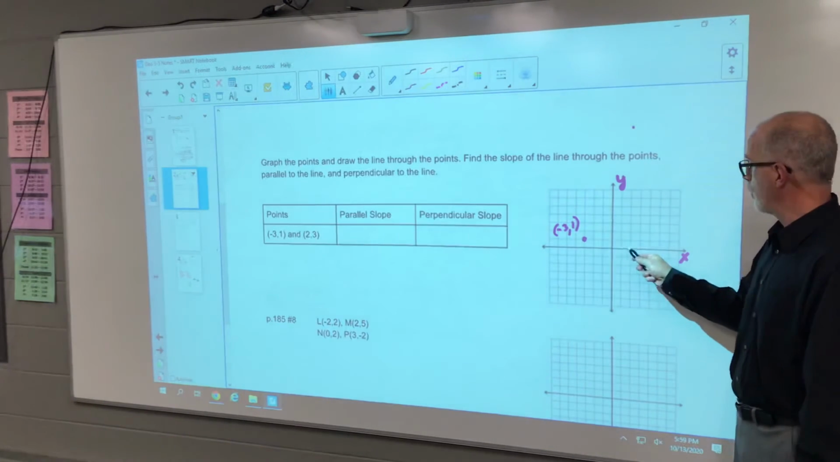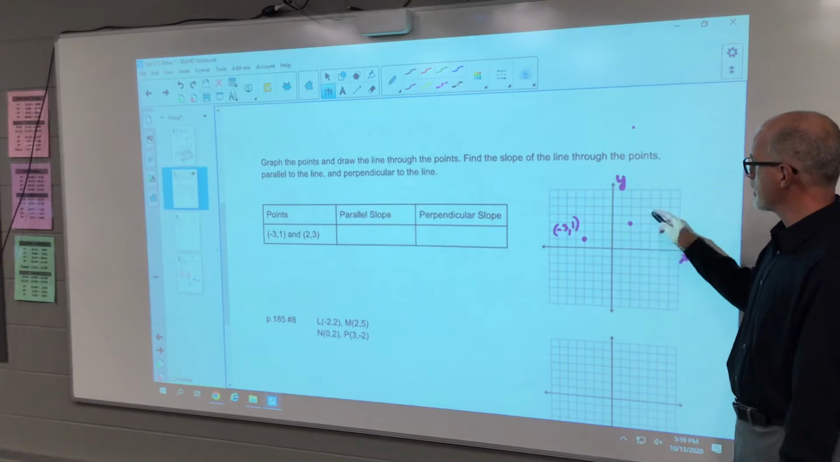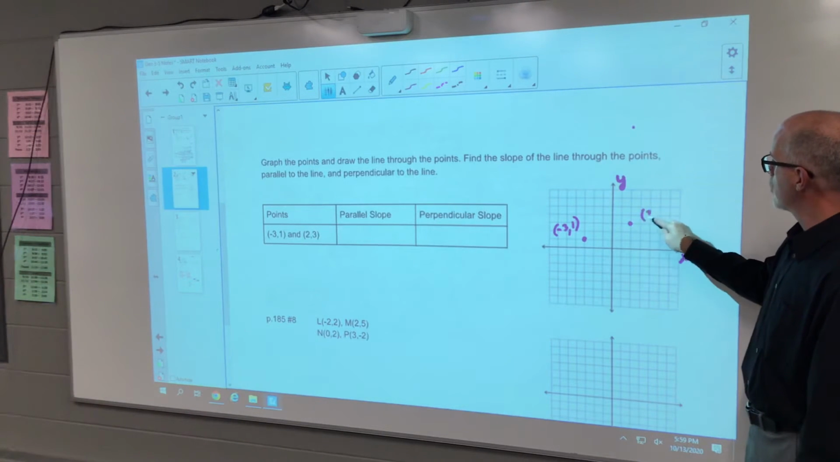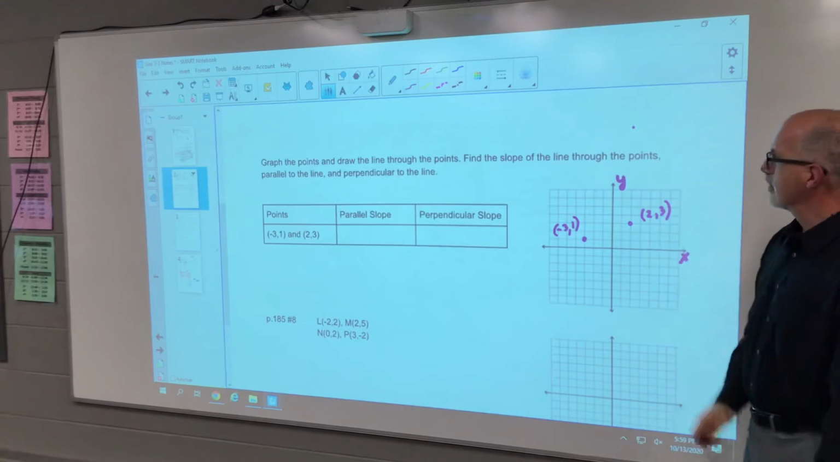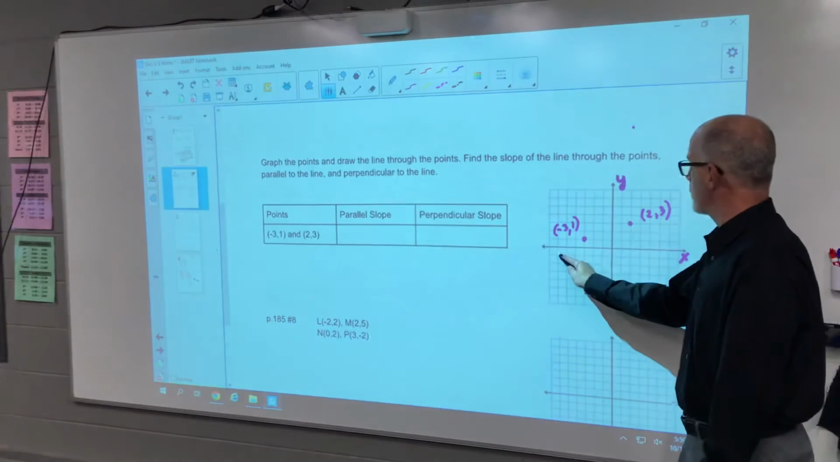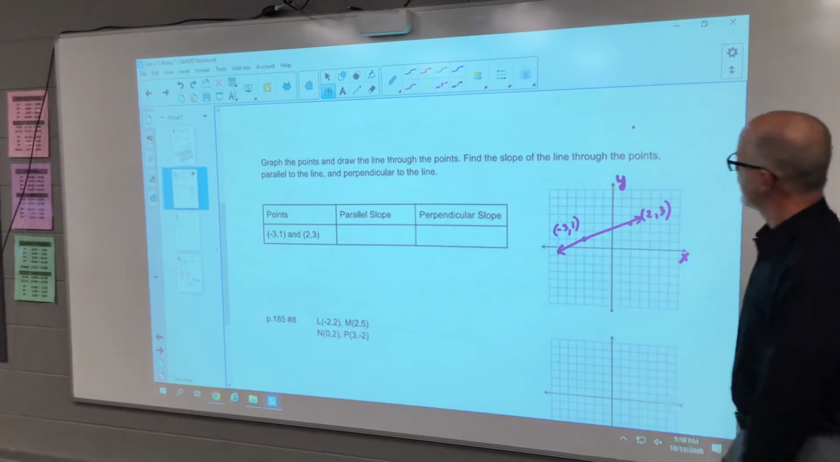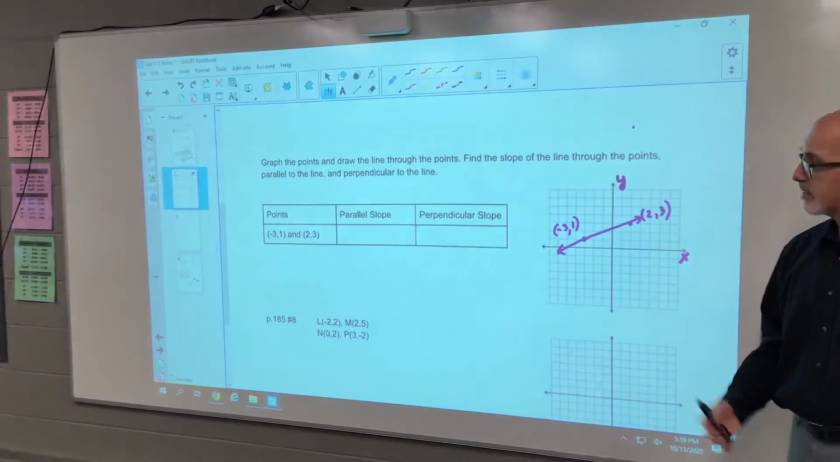So let's go over 2 and up to 3 here. Now that's not my slope, that's the ordered pair, 2, 3. Okay, that is a line. If I draw a line through this, it looks like this. And I can find the slope of that.